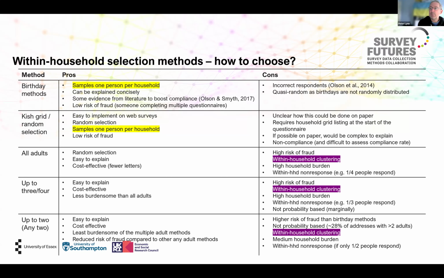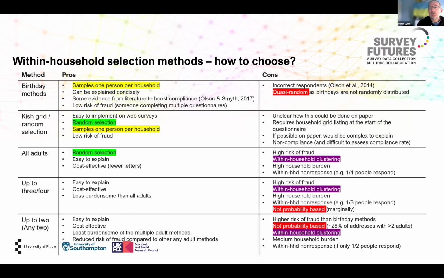That's one thing to bear in mind. On the other hand, the advantage of selecting more than 1 person per household is that it can be a relatively cost-effective approach. For sending out 1 mailing, you might get 2 respondents rather than 1. So that's the first distinction to bear in mind between the methods.